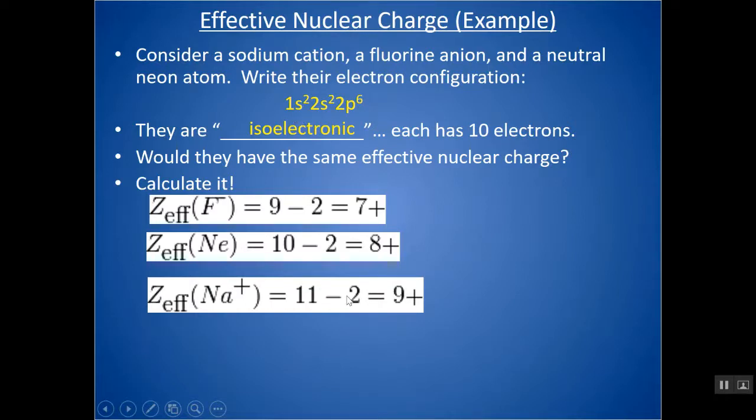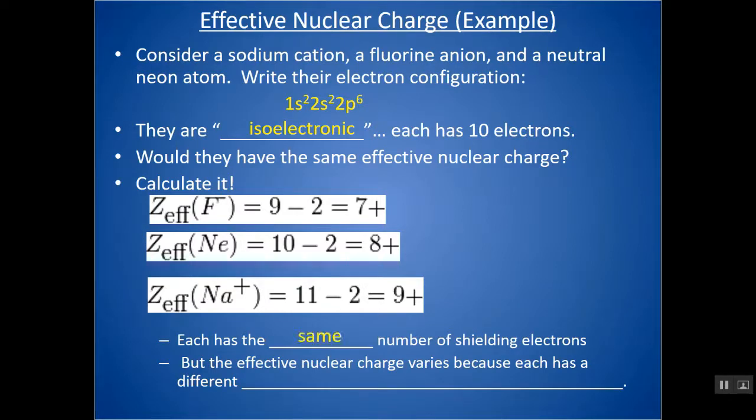So they don't have the same effective nuclear charge. It makes sense. I have electrons in the same location, but I have a much stronger nucleus. I have more protons in my sodium ion, so it's going to attract those electrons more. And what about its radius? It's going to pull them in even tighter.